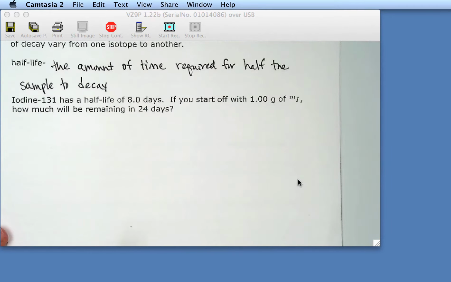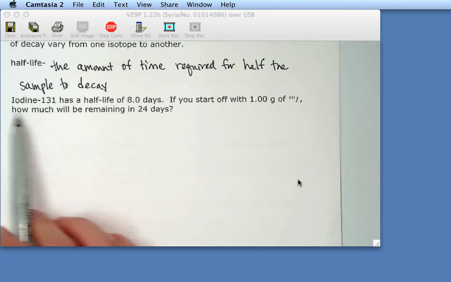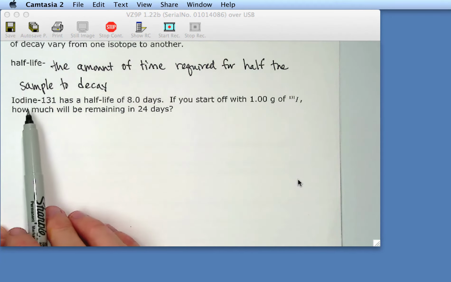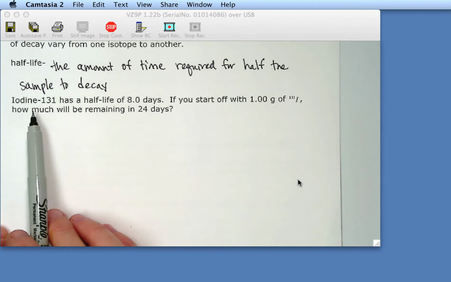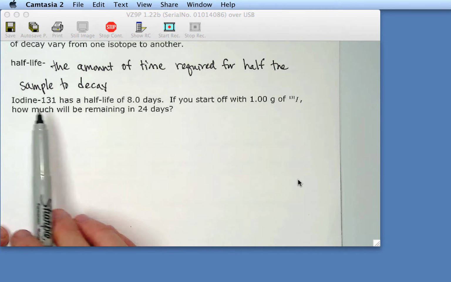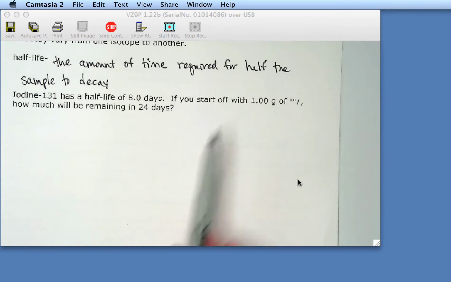So you will be presented with problems like this one here. Iodine-131 has a half-life of 8 days. If you start off with 1 gram of iodine-131, how much will be remaining in 24 days?